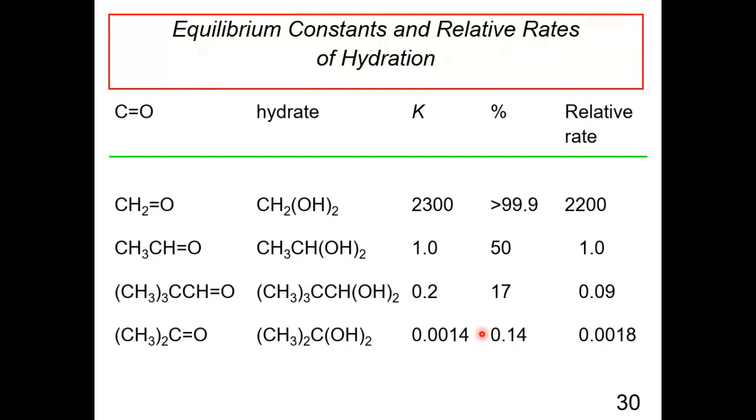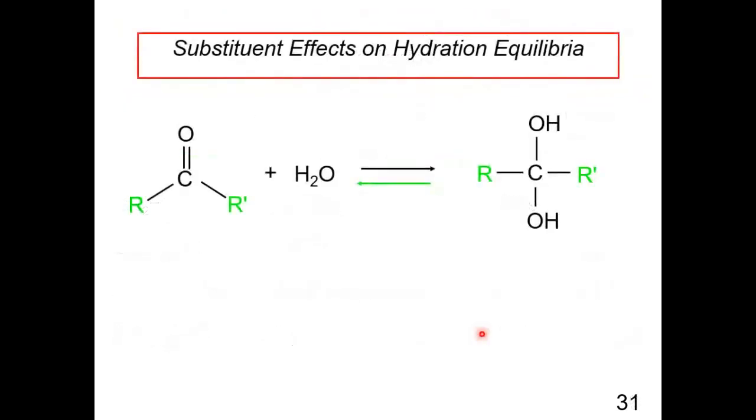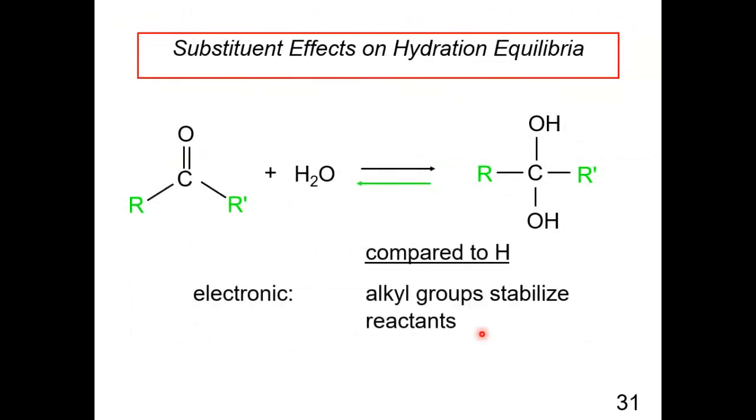Pretty much 0 to 1, you see 3 orders of magnitude difference. Now 1 to 2, you see another 3 orders of magnitude difference. So the number of alkyl groups is the primary factor that impacts the equilibrium constant. How do we explain that?